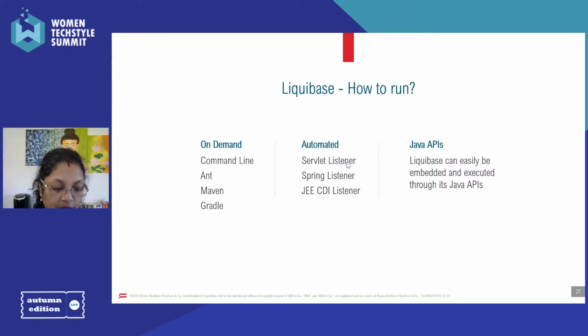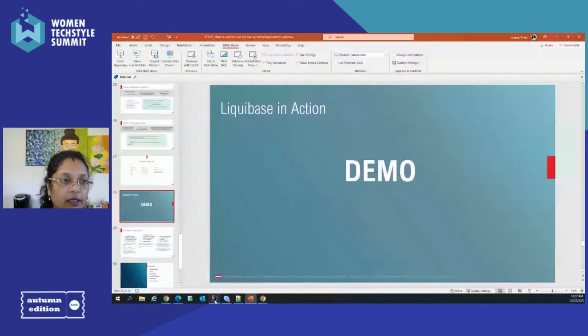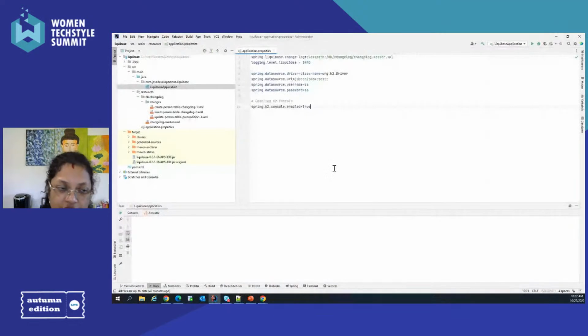Okay, so this brings me to the cool part, which is Liquibase in action. So let me go there. For the purposes of this presentation, I created a small Spring Boot application using an H2 database. If you don't know what H2 is, it's an in-memory database, and it comes out of the box with Spring Boot applications. Since it's in memory, it's good for POC and demonstration purposes, but not highly recommended for production usage.